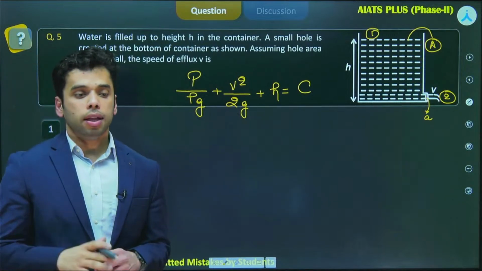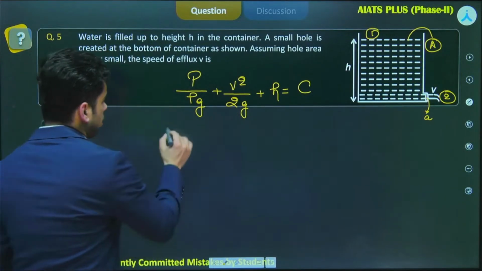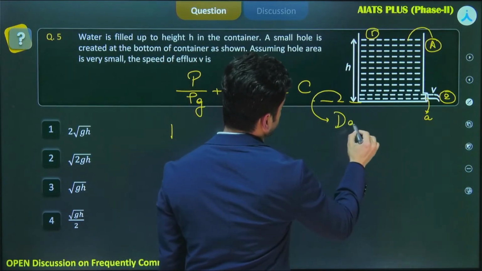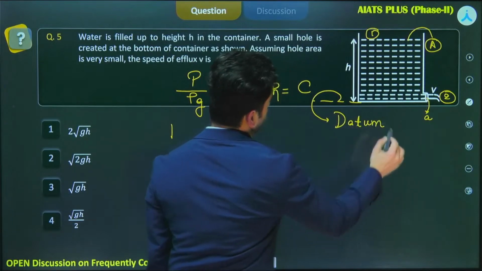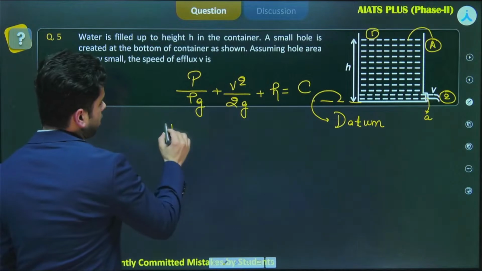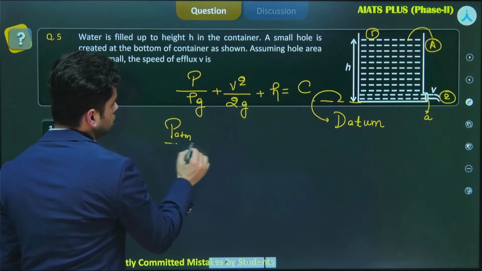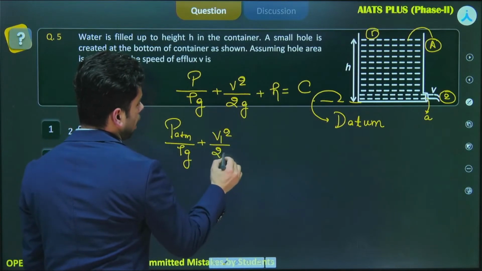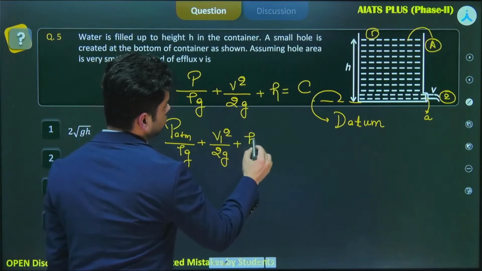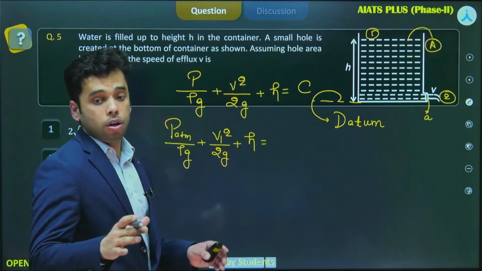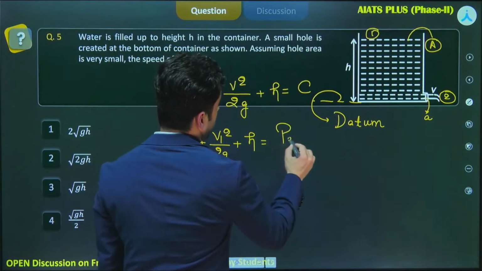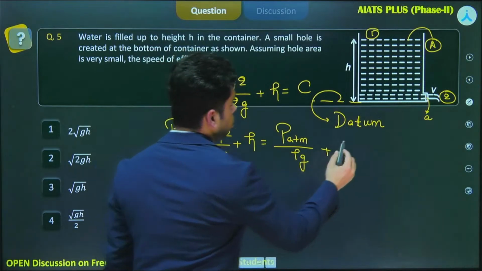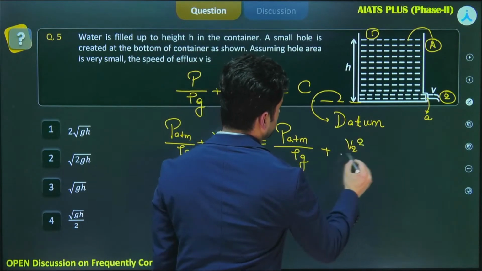At point 1, the pressure is atmospheric pressure. I am taking this as my datum. So at point 1, I can write P atm by rho g plus V1 square by 2g, and the height difference is h. It should be equal to P atm, since again at point 2 the pressure is P atm, so P atm by rho g plus V2 square by 2g, and the height is 0.